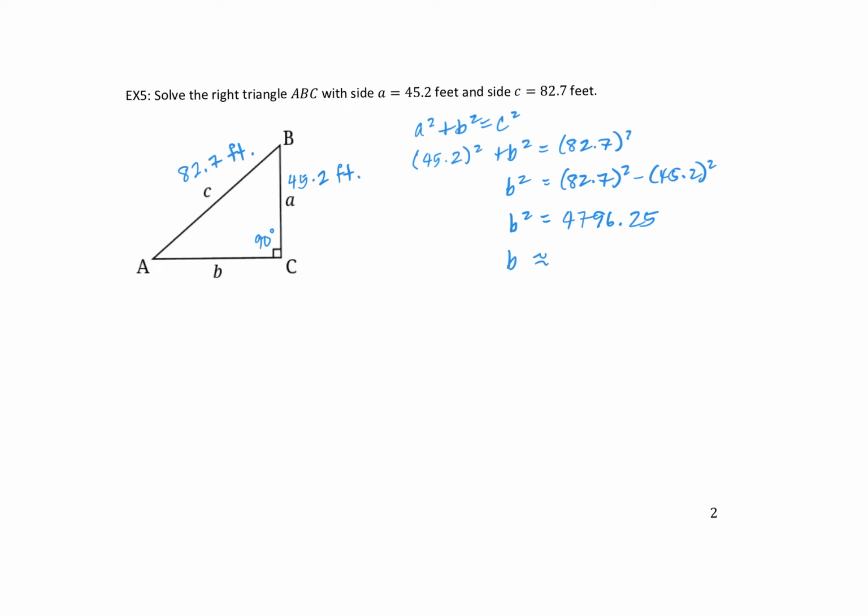Taking the square root gives me approximately 69.25496372. I don't have any directions on how to round this. However, I do notice that side A has 3 significant figures and side C has 3 significant figures. So if I'm going to just go with the significant figures, I would round B so it's 3 significant figures. So I would round it to 69.3.